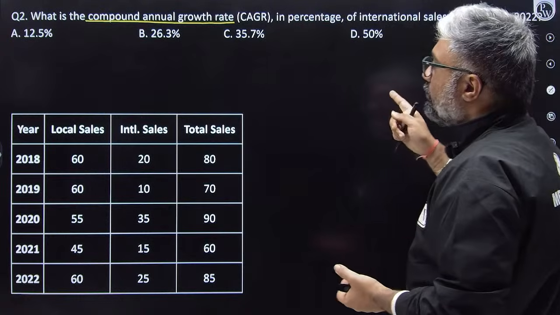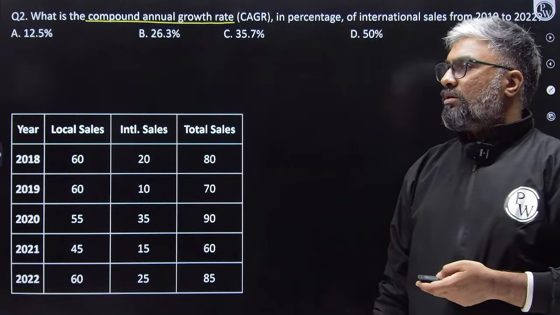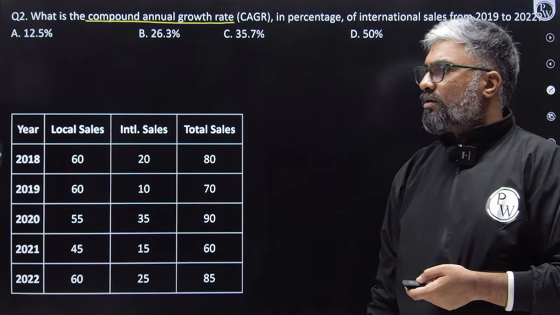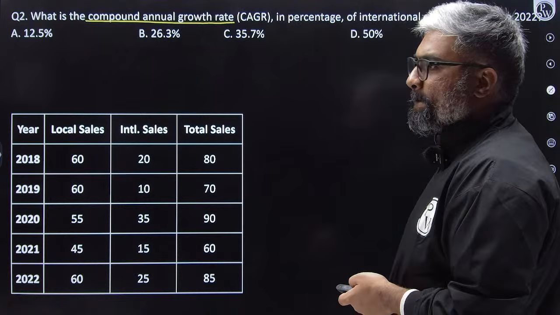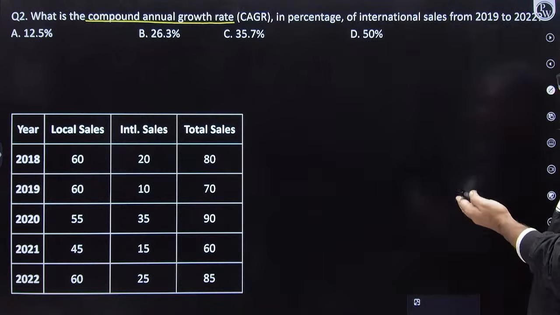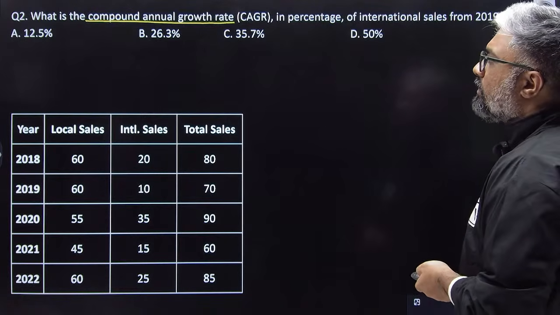So how do you do this? Hi, Shubhraj. Okay, Aryan. How would you do this? How would we do this?